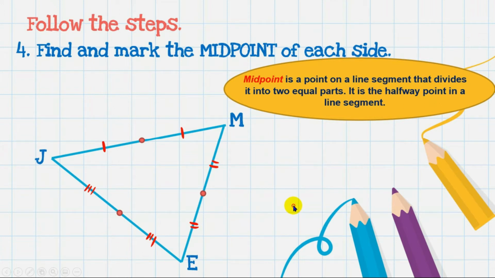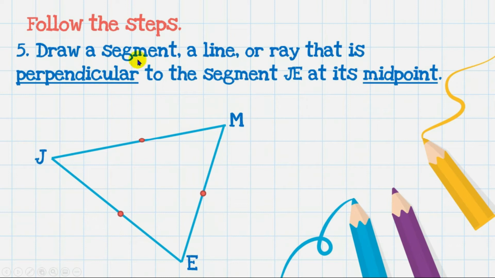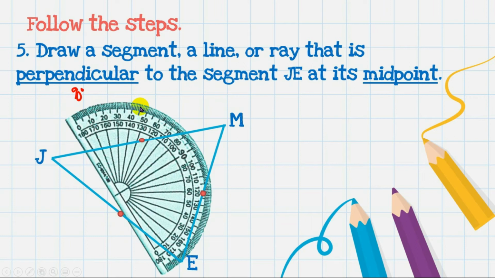Okay, next, pag nahanap na ang midpoint, draw a segment, a line, or a ray that is perpendicular to the segment JE at its midpoint. So, perpendicular daw from this side, side JE, at its midpoint. So, dito mag-uumpisa or dito natin hahanapin yung pagka-perpendicular niya. At ano po ba pag sinabing perpendicular? Pag sinabi pong perpendicular, ay may 90 degrees. At paano natin malalaman kung 90 degrees? Siyempre, kailangan natin ng protractor.